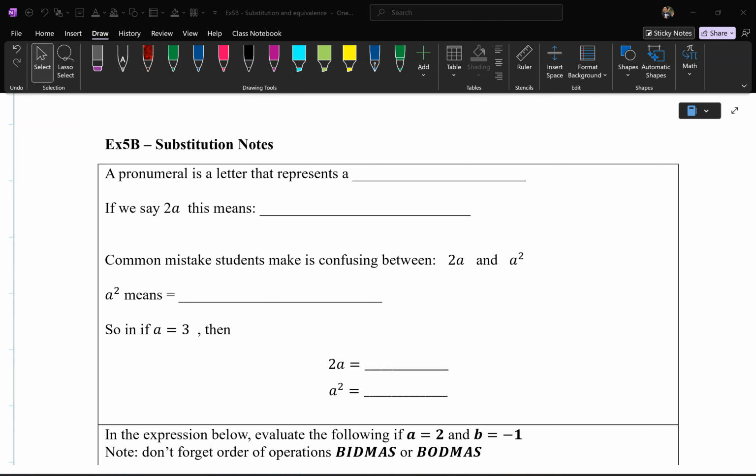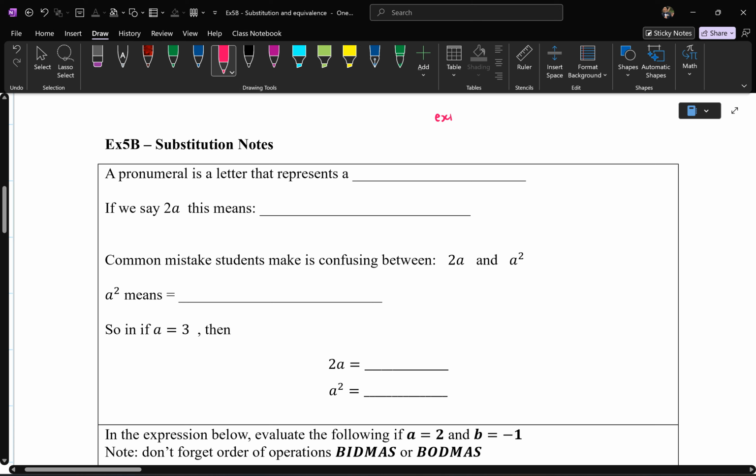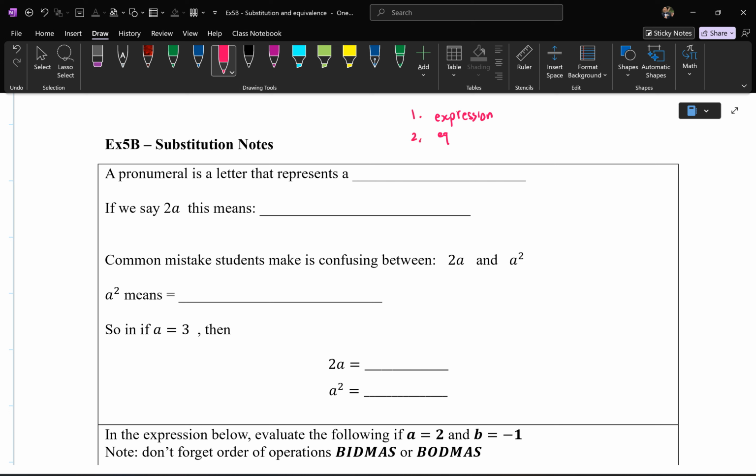It's recording. All right. So 5A, there were a couple of terminologies that you had to know. There were things like expression, equation, terms, coefficient, and the last one was constant term. So there are 5 things that you had to get familiar with in exercise 5A. So what I'm writing there is the knowledge for exercise 5A.